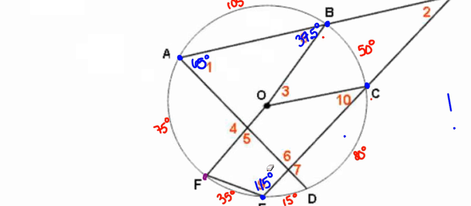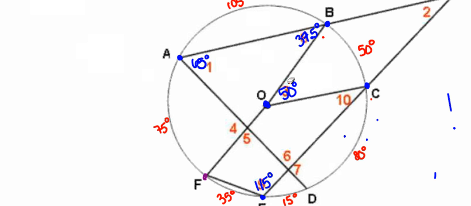All right, so that takes care of everybody whose vertex is on the circle. I'm going to go look at angle 3 now, whose vertex is at the center of the circle. He's a central angle. The rule for the central angle says his degree measure is equal to his intercepted arc. So his intercepted arc here is arc BC. The degree measure of angle 3 is therefore going to be 50 degrees.